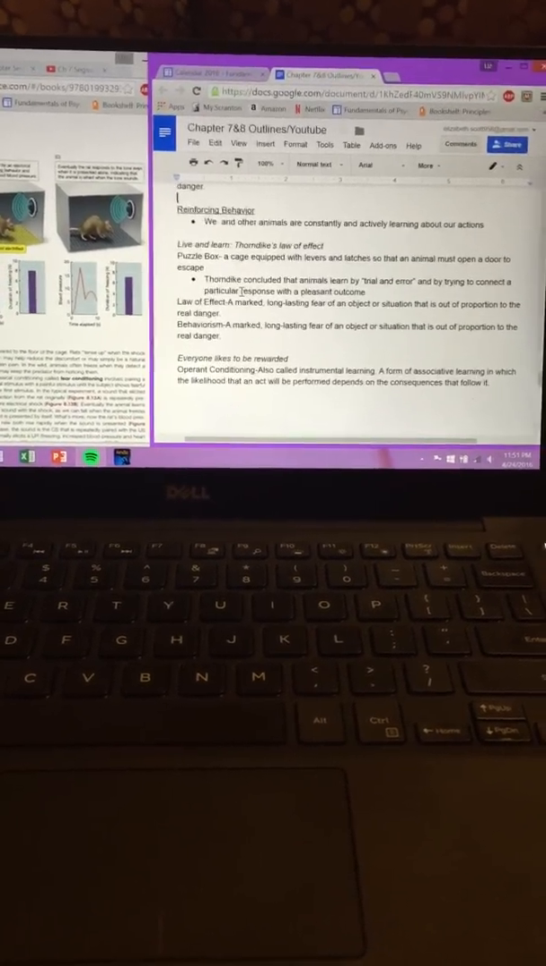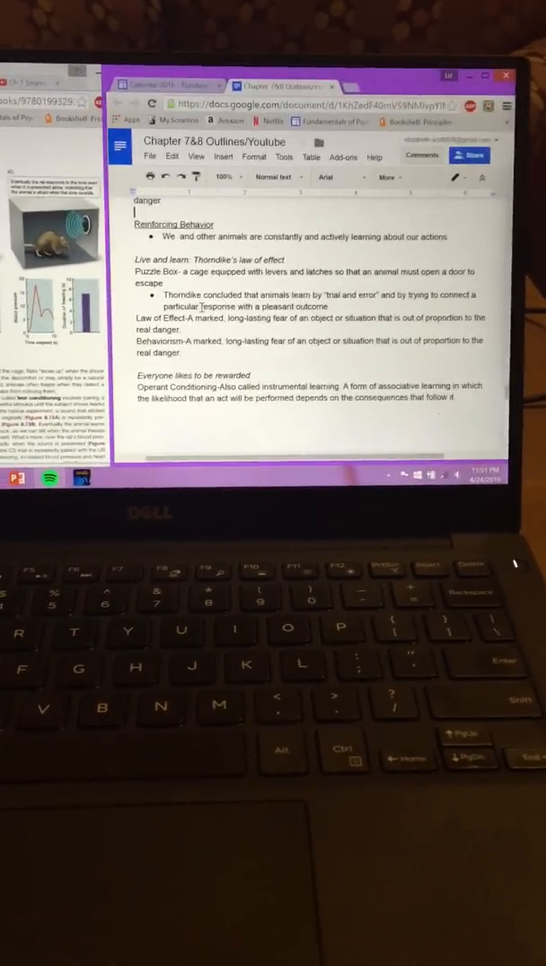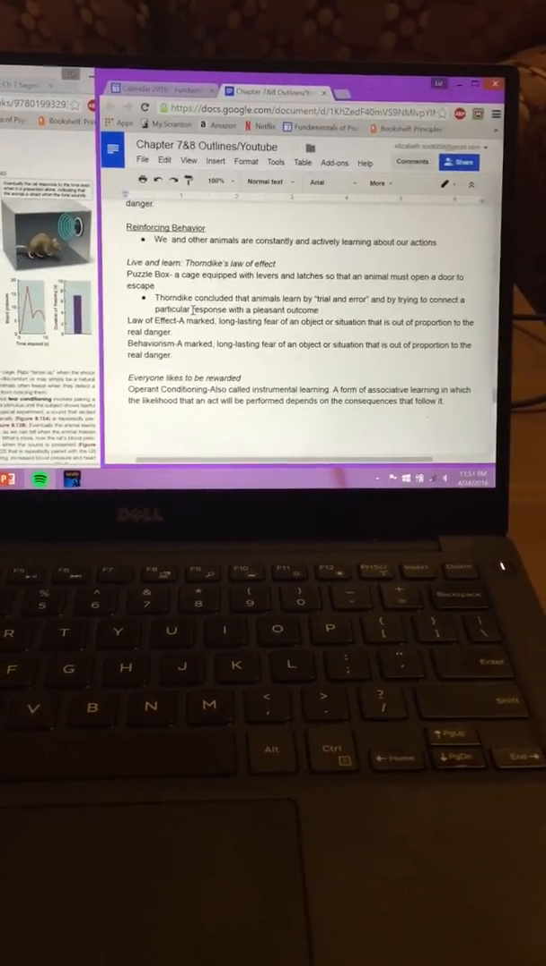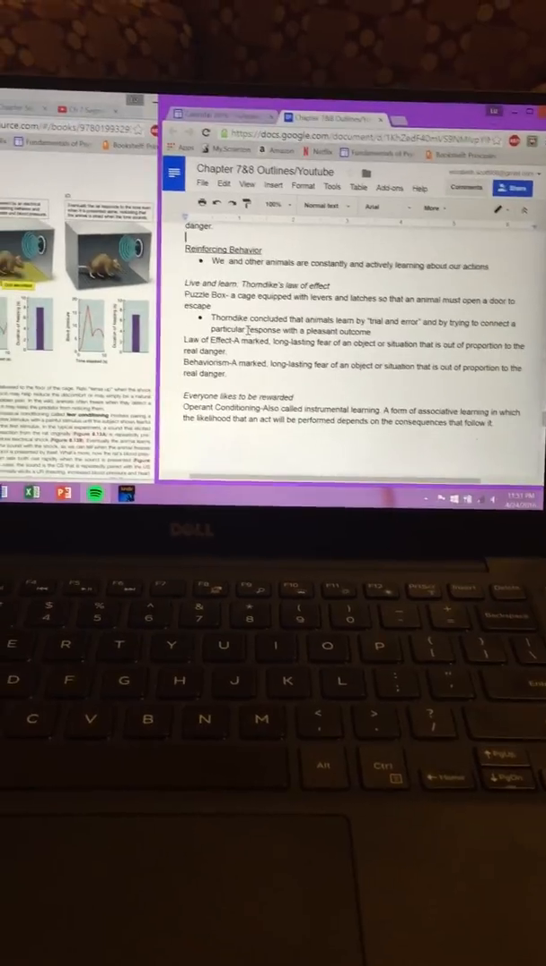He concluded that animals learn by trial and error, which is when an animal will try to open a door or escape and realize it doesn't work, and they'll learn from that and respond differently.